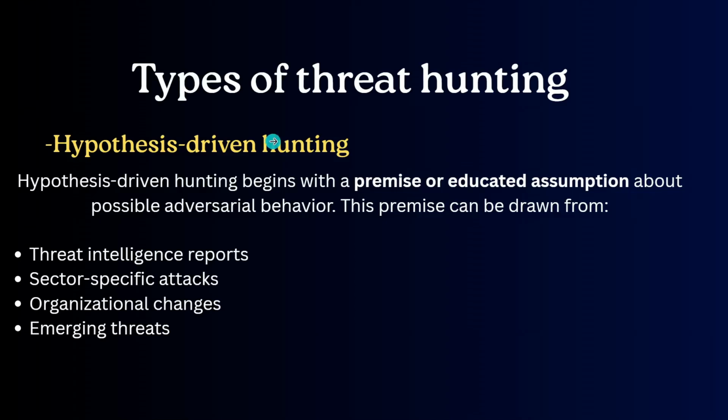There are many types of threat hunting, but the main ones are three: hypothesis-driven, IOC-based hunting, and TTP-based hunting. In hypothesis-driven hunting, it is based on a premise or educated assumption about a possible adversarial behavior, right? You're just making an assumption. There's no attack or alert that came from security tools. You're just hypothesizing that there might be an attack.